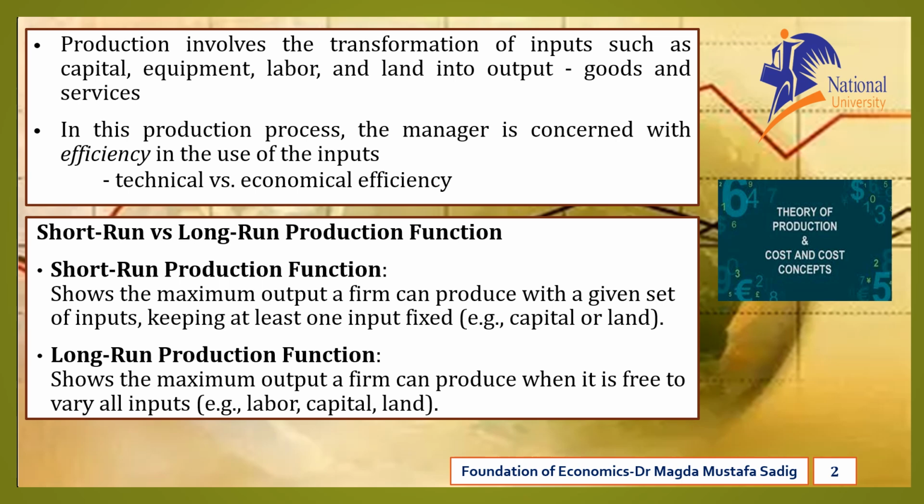Understanding the difference between short run and long run helps managers to plan business expansion, decide when to invest in new equipment, minimize production costs, and respond to changes in demand or technology. So in summary, the feature of the short run is fixed inputs, at least one input is fixed, while in the long run all inputs are variable.